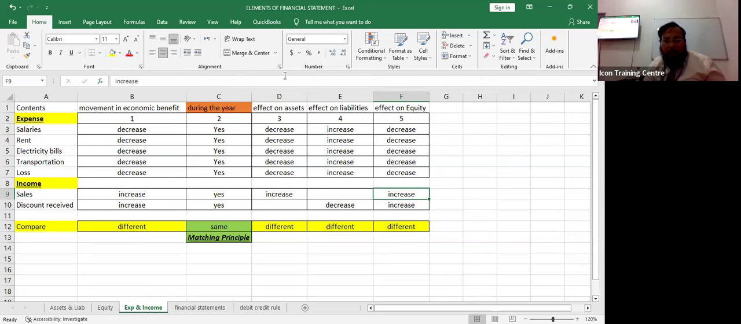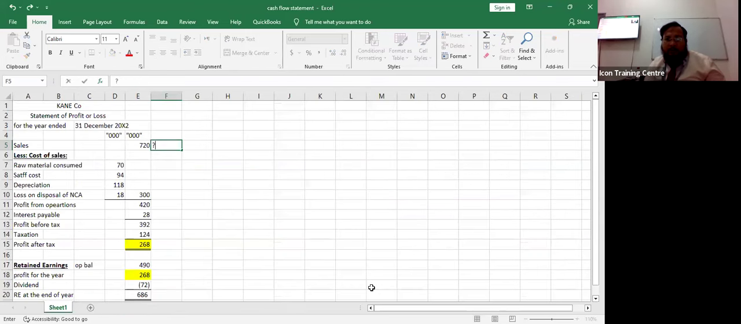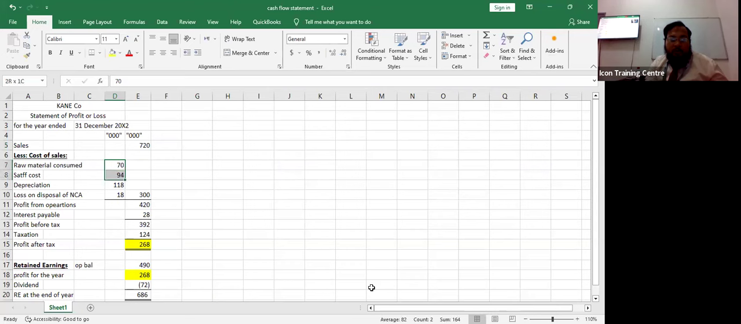Now, if you come back to this, please pay attention. If I ask you a question, let's suppose this company has made sales of $720,000, but how much cash did the company receive against this amount? You can't say anything. You do not know the cash position. Similarly, if you talk about raw material consumed, staff cost, everything, these are expenses, but you cannot say how much cash is paid.